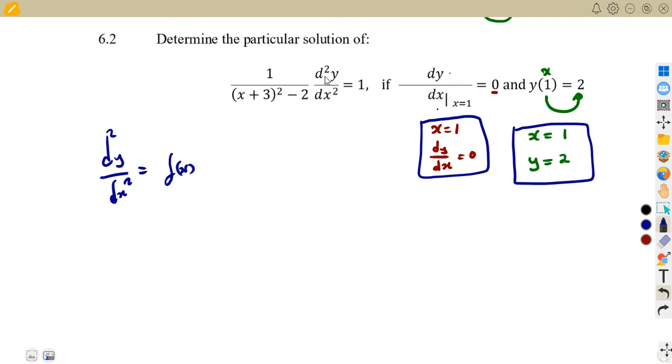So if we check, we are supposed to remain with this part here of dy dx as a function of what? As a function of x on the other hand. So meaning to say we are supposed to make this the subject of the formula. So what are we going to do here?